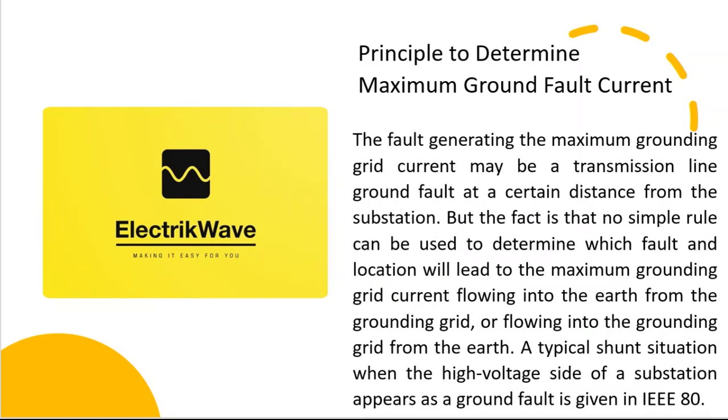The fault generating the maximum grounding grid current may be a transmission line ground fault at a certain distance from the substation. But the fact is that no simple rule can be used to determine which fault and location will lead to the maximum grounding grid current flowing into the earth from the grounding grid, or flowing into the grounding grid from the earth. A typical shunt situation, when the high voltage side of a substation has a ground fault, is given in IEEE 80.